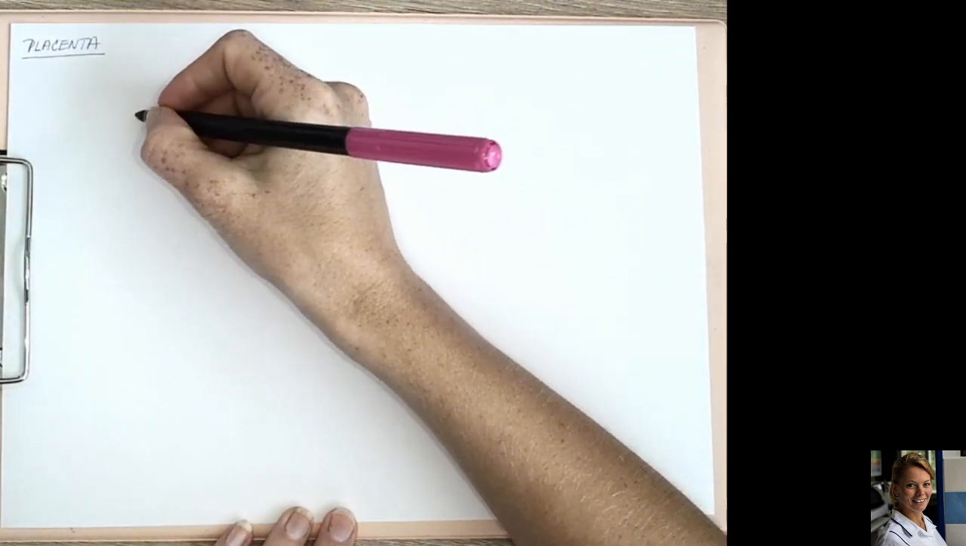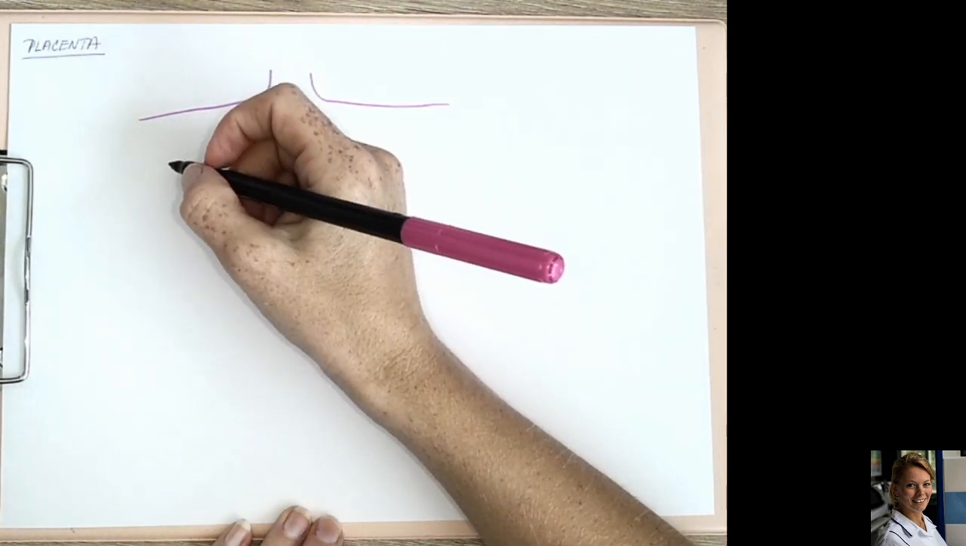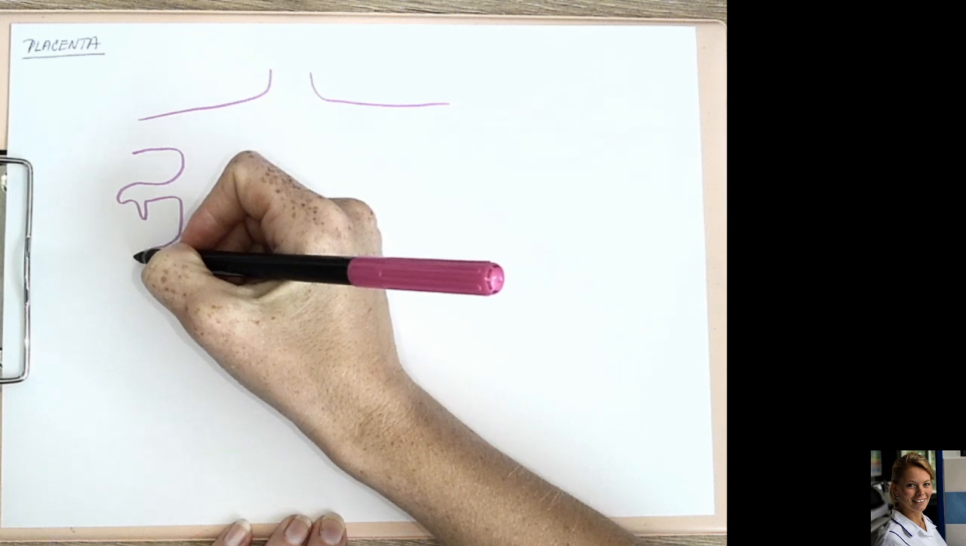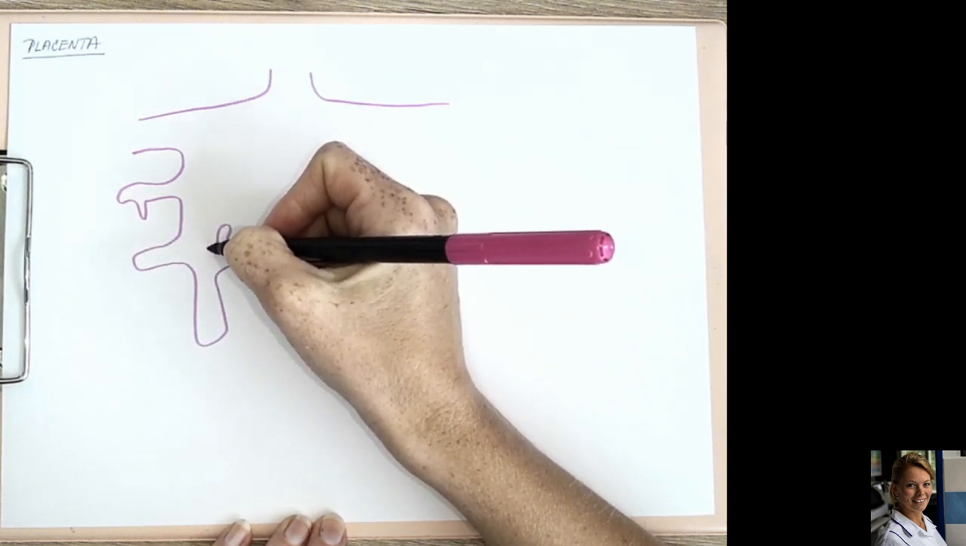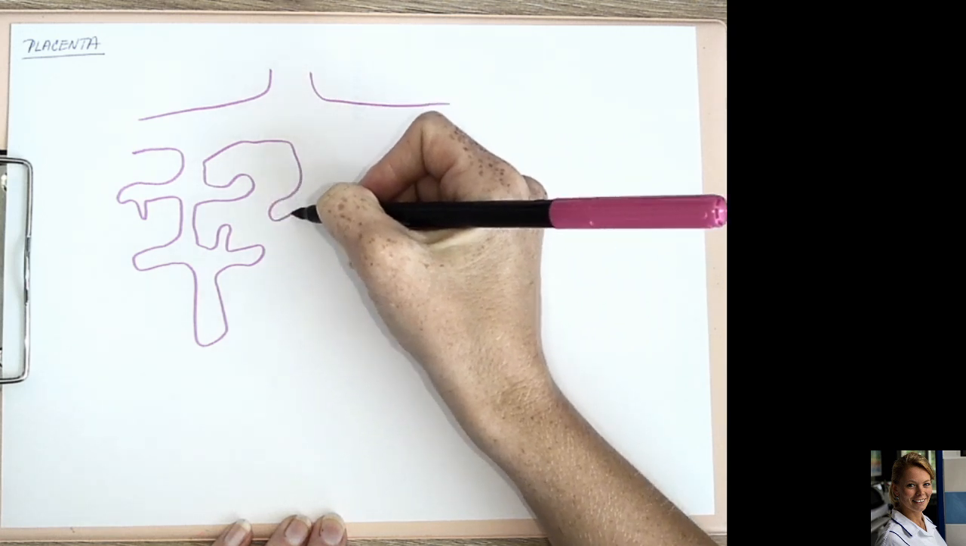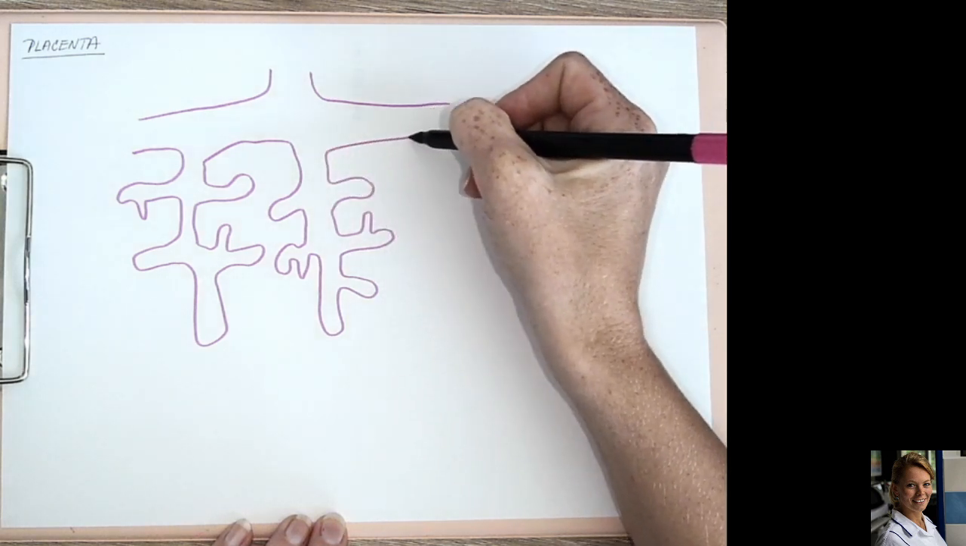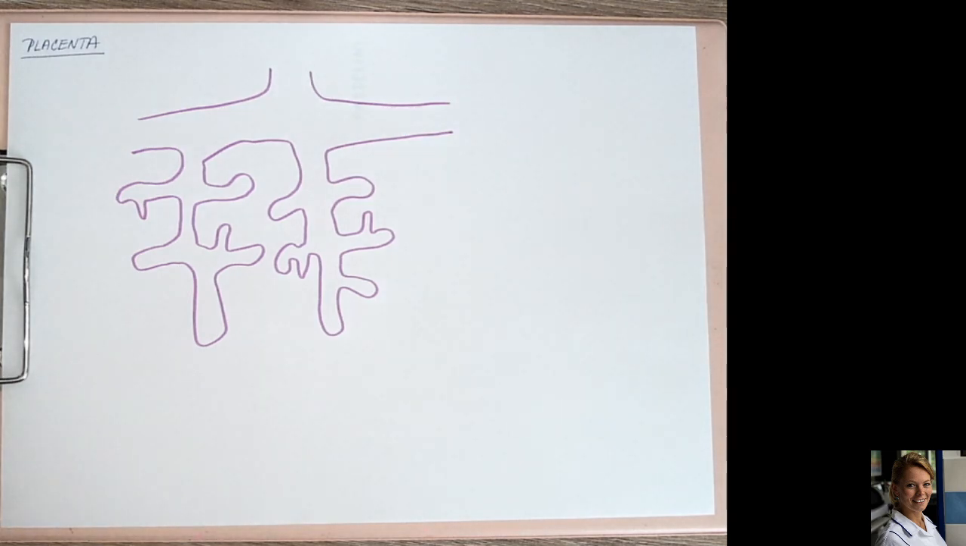The placenta is a temporary organ that is formed when the developing embryo, blastocyst, attaches to and implants in the endometrium. The placenta consists of a fetal portion formed by a chorionic plate and its branching chorionic villi. The second part of the placenta is the maternal portion formed by the decidua basalis of the endometrium.